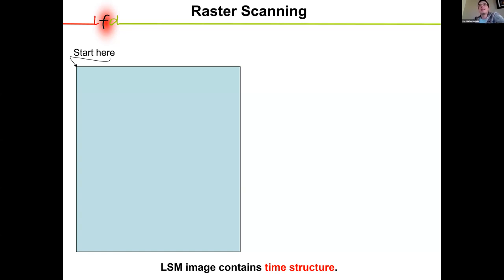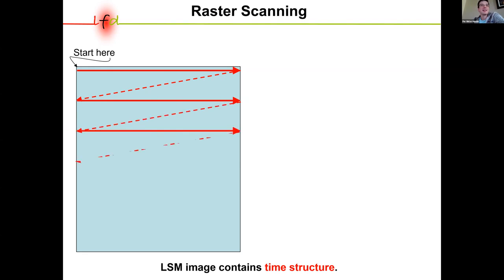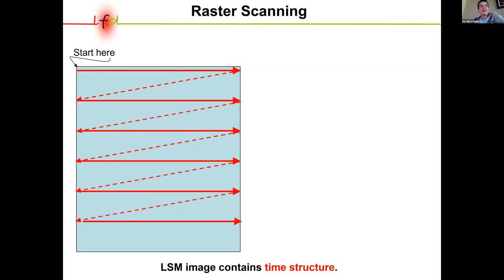So here's just an illustration of the scanning process. We start at some origin, and then we scan a line, raster it pixel by pixel. Then the laser jumps back to the left, but one line down, and then we scan the next line, and so on and so forth, to in the end get one full image. And then we go back to the origin to scan the next image of the same region of interest.